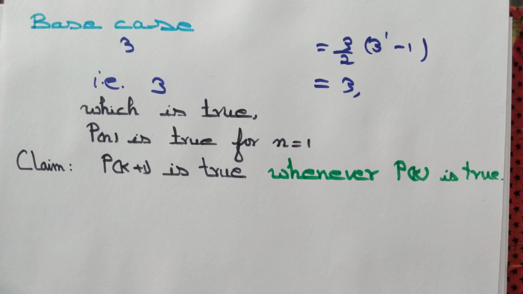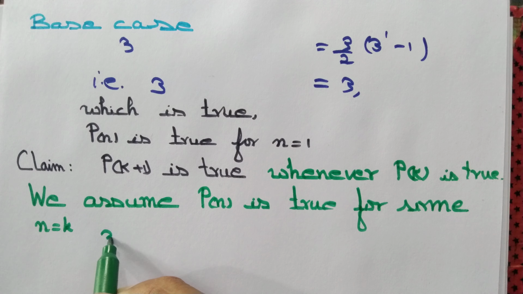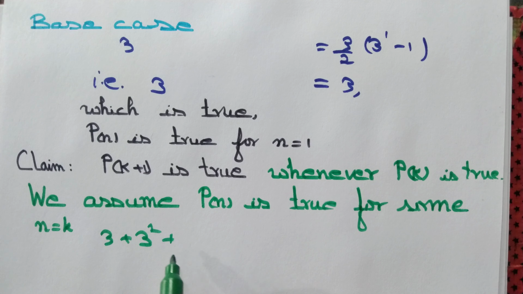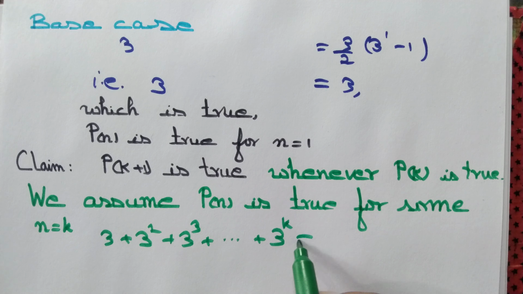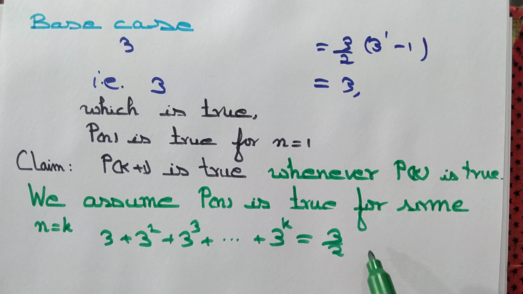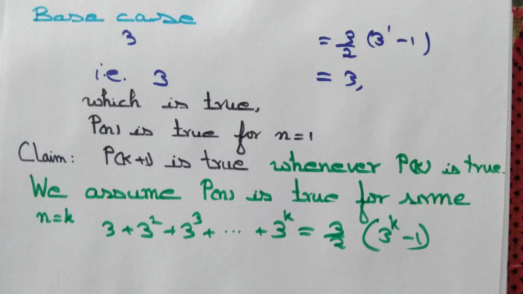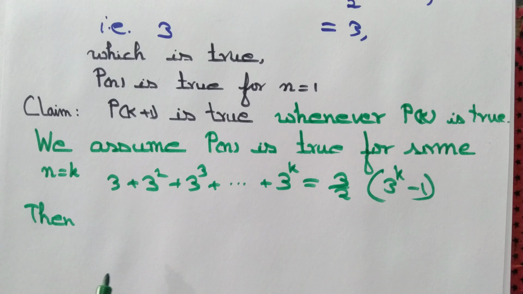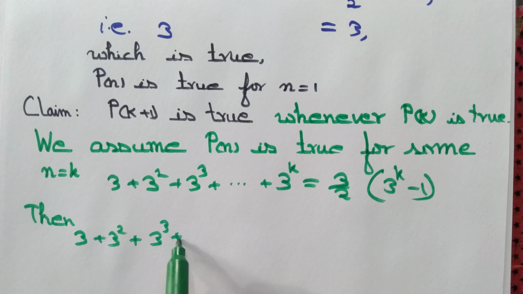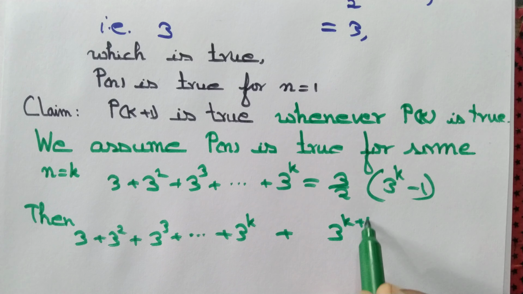So we assume Pn is true for some n equal to k. That is 3 plus 3 square plus 3 cube and so on up to 3 to the power k is equal to 3 by 2 times (3 to the power k minus 1). So this is true. Then, now we need to show that it is true for n equal to k plus 1. So 3 plus 3 square plus 3 cube plus dot dot dot plus 3 to the power k plus 3 to the power k plus 1.